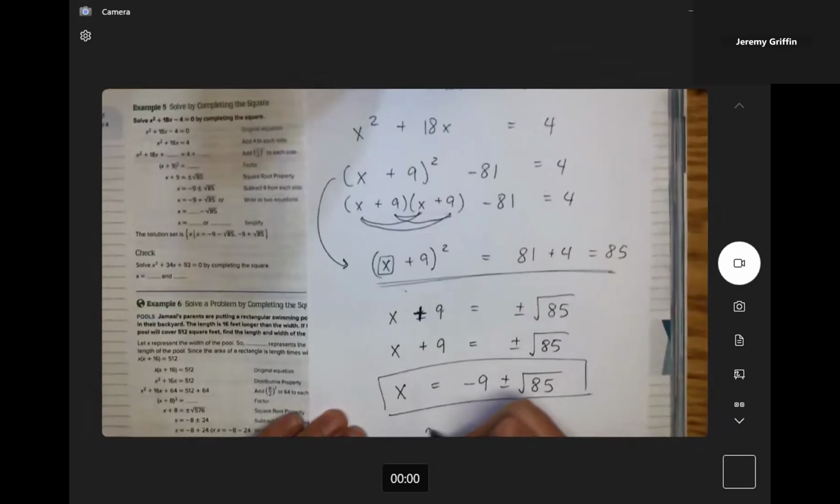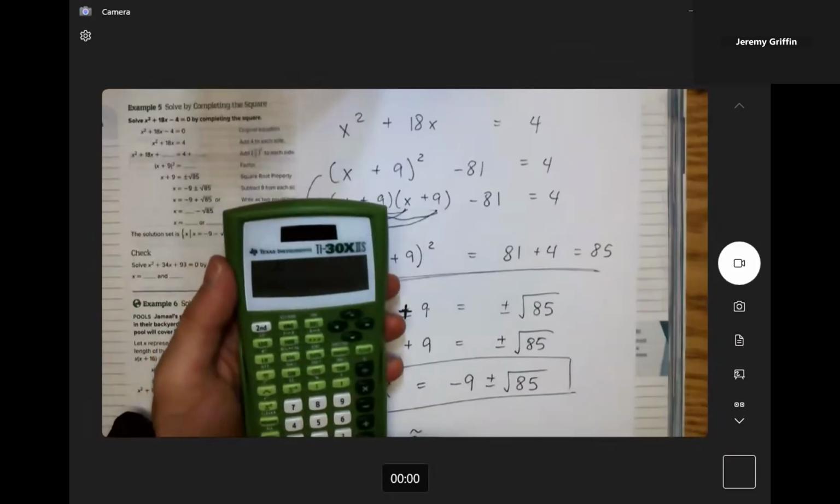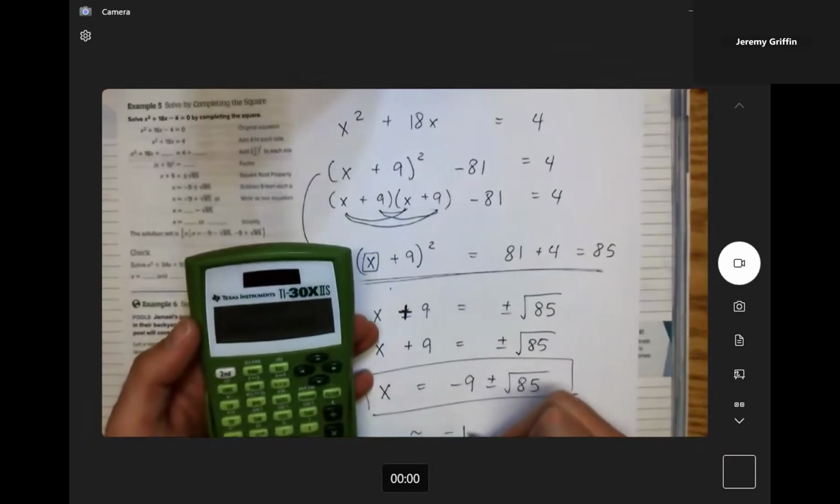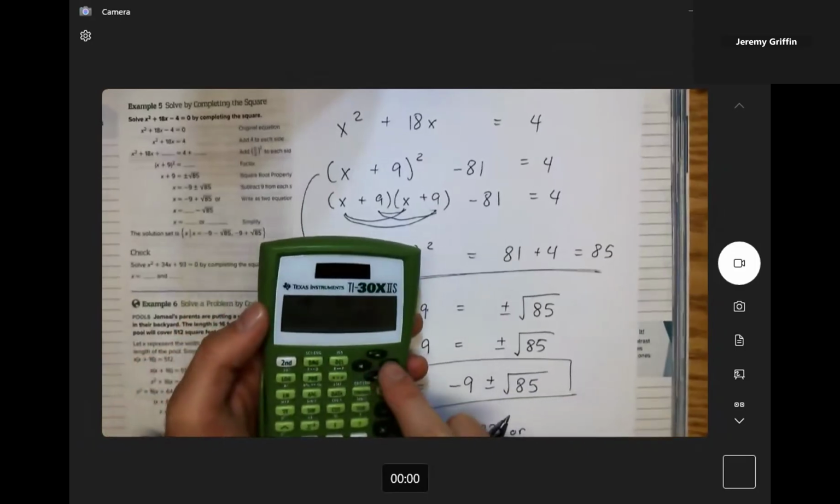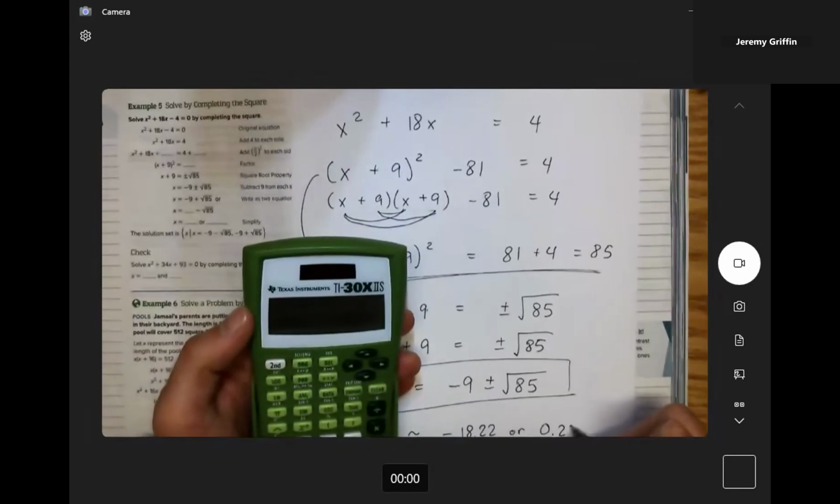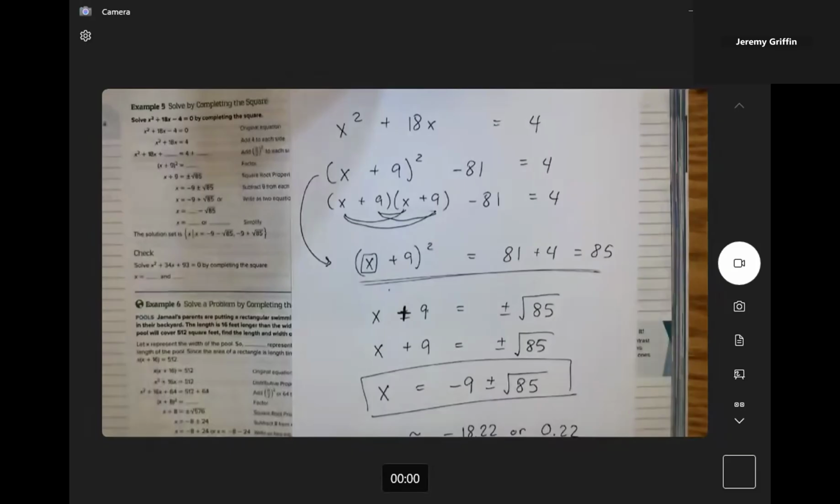Or I'll say approximately, we get some approximations. What's -9 minus the root 85? -18.22. And then if I do a plus right here, I'm getting 0.22. So if you went to the nearest hundredth, it would look like that.